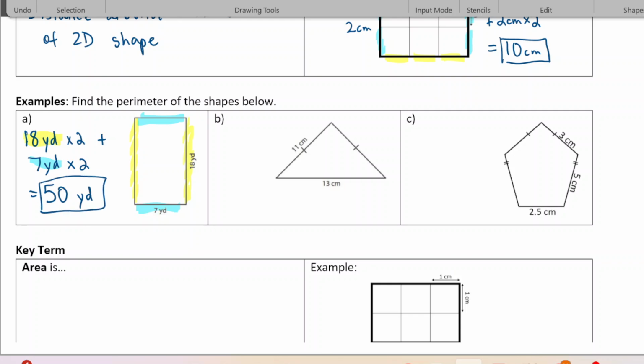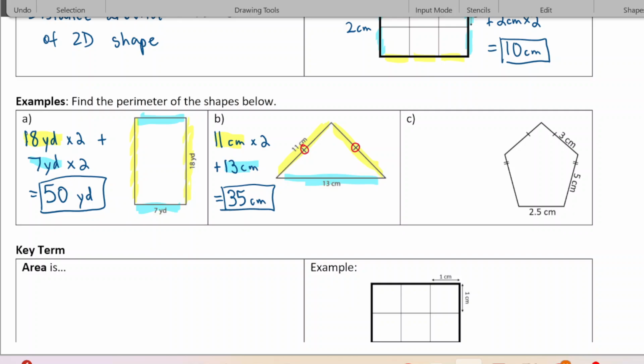Next one is a triangle. This little symbol here indicates that these sides are the same length. So I'm just going to highlight them in the same color. So both of those sides are 11. So there's 2 of them. So you can do 11 plus 11, or you can do 11 times 2. And then you want to add up the 13, which is along the bottom. So we have 3 side lengths, 11 plus 11 plus 13, and if you add those up, you get 35.